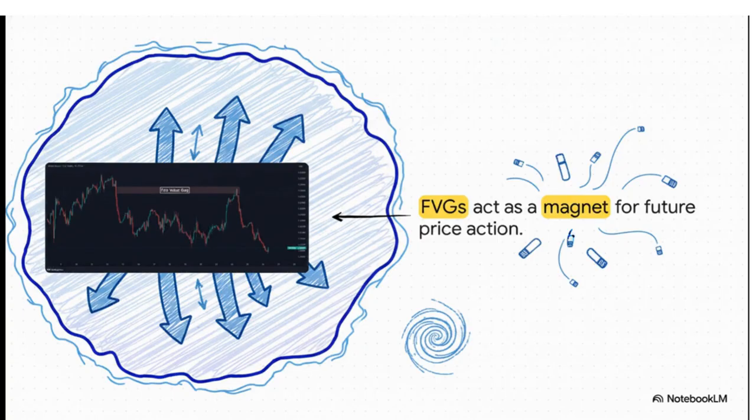This creates a zone of price inefficiency, and here's the thing, the market absolutely hates inefficiency. Because of that, these fair value gaps act like giant magnets. Institutions will very frequently let the price retrace back into this gap just to rebalance their positions before the trend continues. For us, that right there is a prime target for a high probability trade entry.